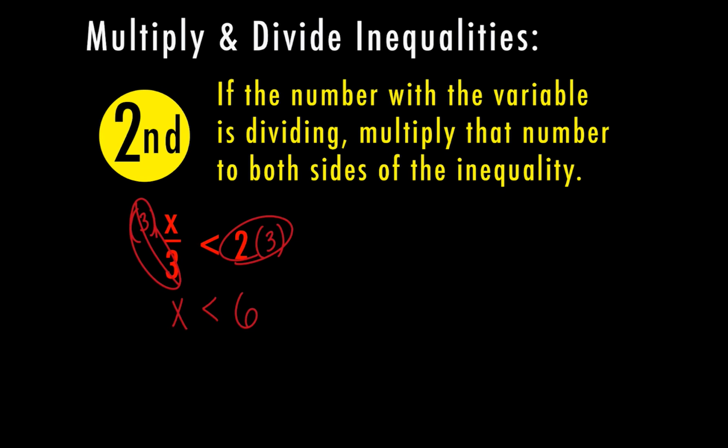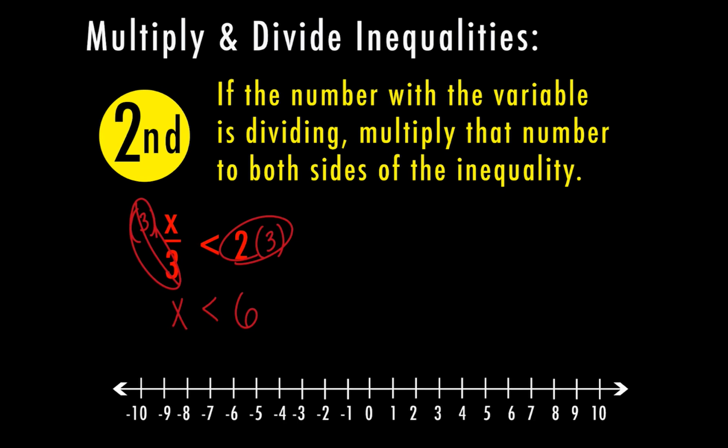Same thing that we did on our add and subtract video, we can graph this on a number line. So I'm going to find my 6 down here on the number line, and because it is a less than symbol, it's going to be an open circle, and I'm going to shade everything less than. Just like with adding and subtracting, I can take any number in this area that is shaded and plug it in for x to make sure my inequality is true.